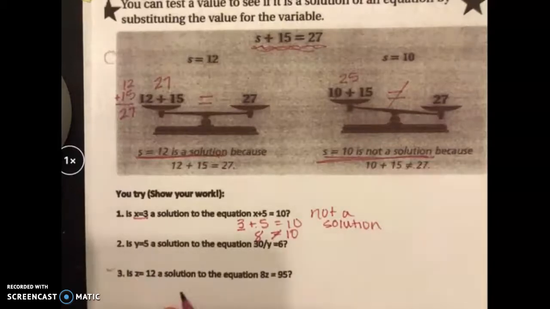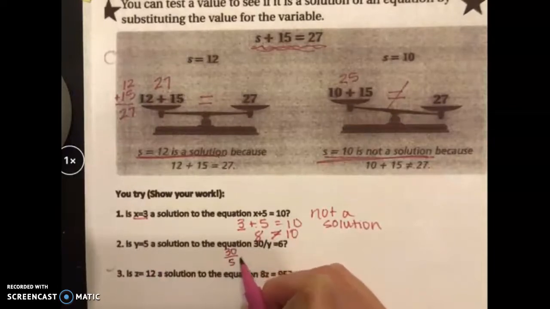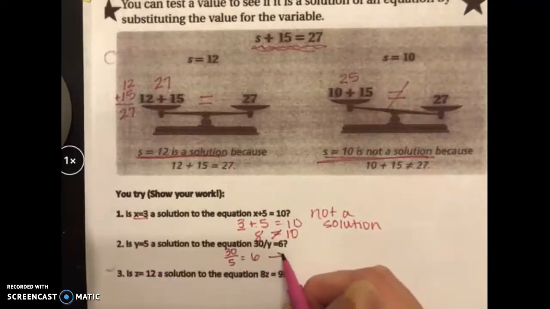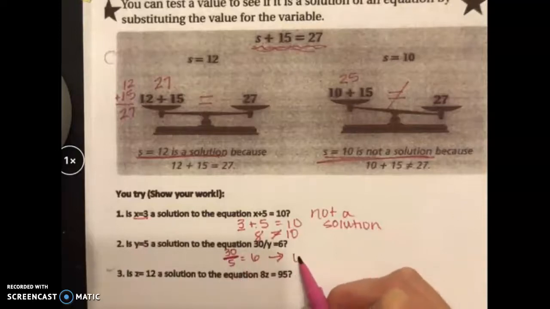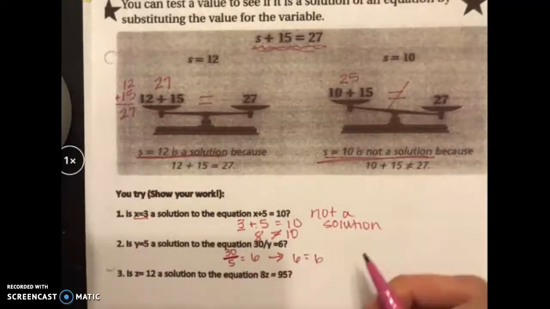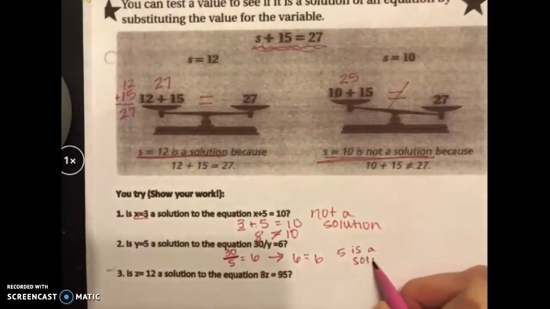For number 2, is y equals 5 a solution to the equation 30 over y equals 6? Instead of writing a y, I would put a 5 here. So 30 over 5 equals 6. Instead of having a fraction, what else does a fraction bar mean? It means we can divide. So 30 divided by 5 equals 6. 6 equals 6. Is this a true statement? Yes. So 5 is a solution, meaning 5 works. 5 makes a true statement.